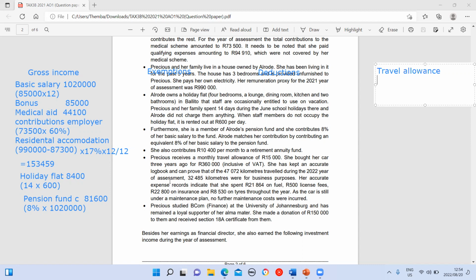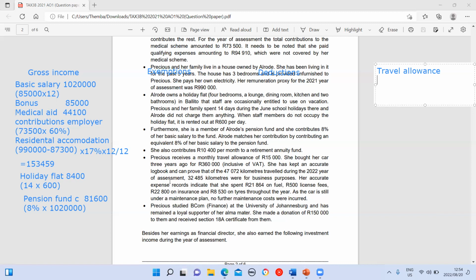Her accurate expense records, what is this going to be used for? You're right, it's going to be used for the actual expenditure method. So now you know that there will be a deemed expenditure method and an actual expenditure method. And you'll choose the one that promotes the most benefit for the taxpayer between the two, as I said on the slides.